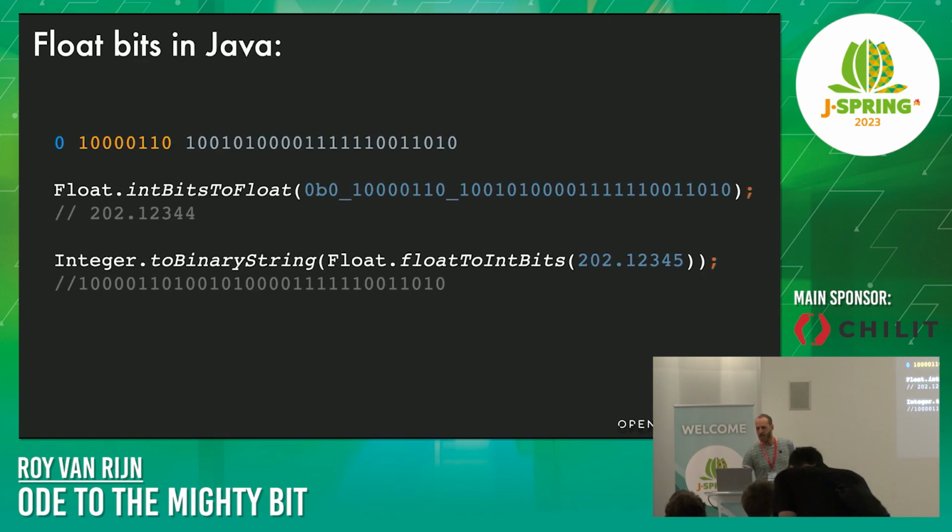Sure. And if we take that bit string, we again do the float to int bits, then int bits to float, so it's the other way around. We take the actual bits and we turn it into a floating point number. You can actually see that we're off by a little bit. There's not enough room in the bits to describe the 1, 2, 3, 4, 5. So there's already a rounding error here.